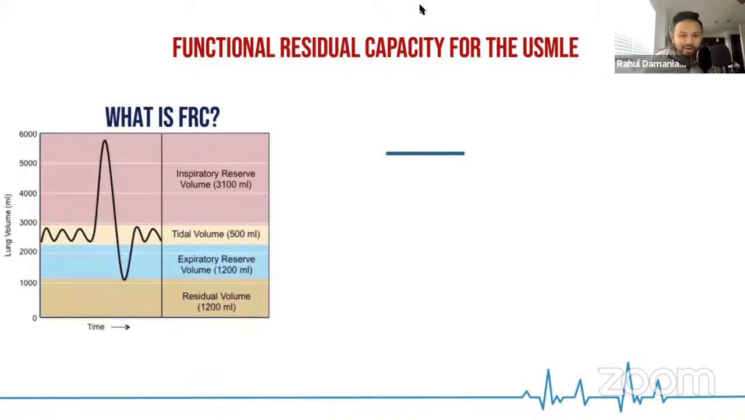So what is FRC? Well, FRC is going to be ERV plus RV. But I think what's really important is that FRC is right here. It is going to be at the end of resting tidal volume. End expiration of the tidal volume. That is FRC. I can't stress that enough. They can put a dot right there and say, what is that? And that's FRC.